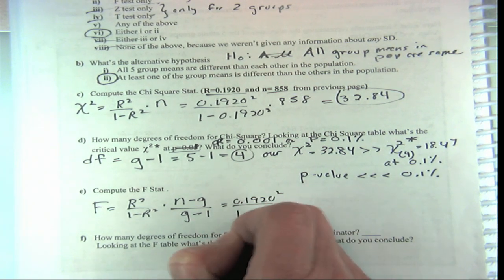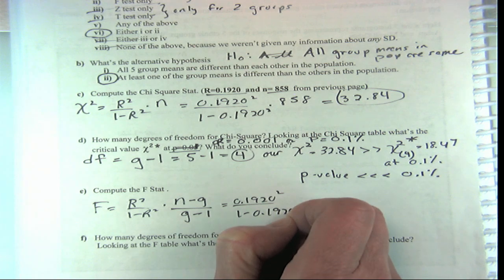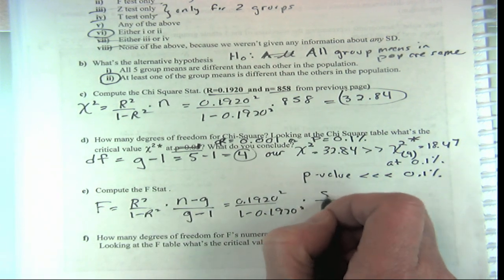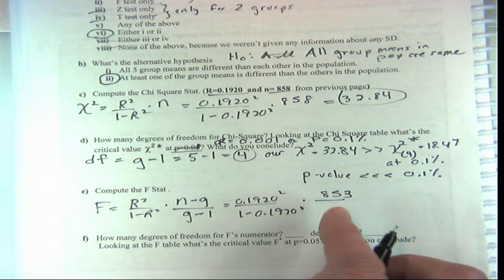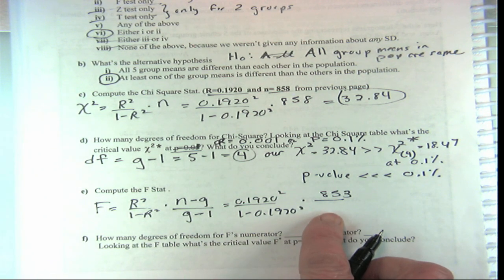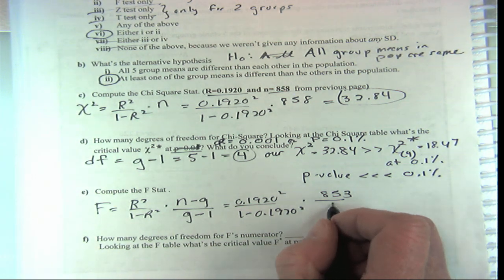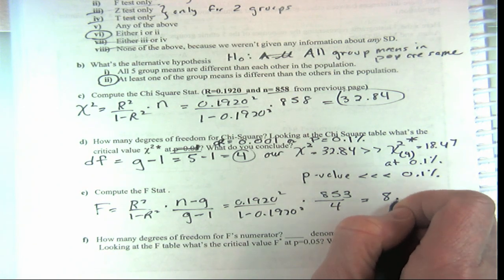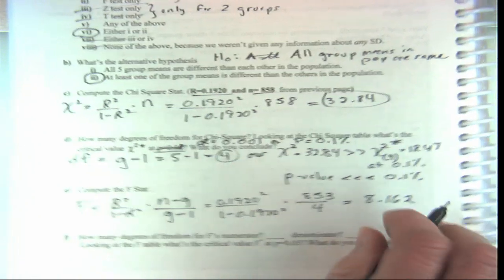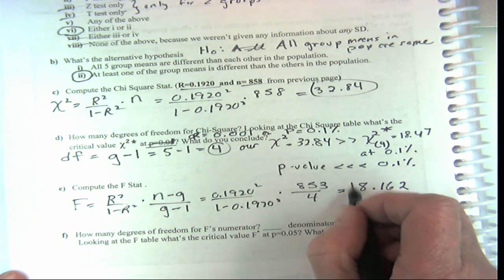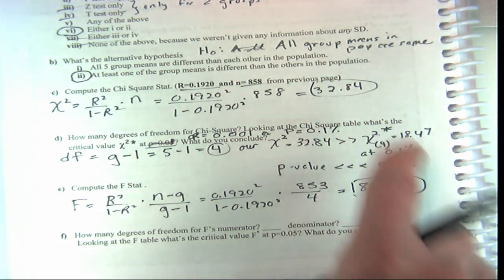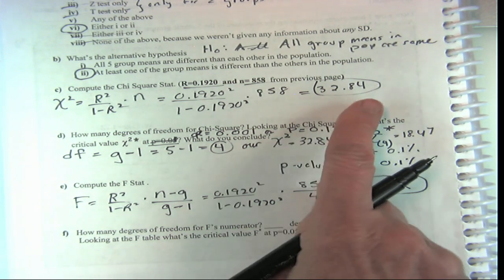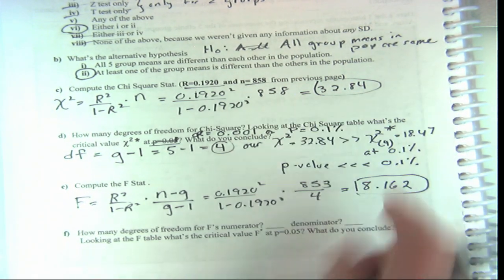0.1920 squared over 1 minus 0.1920 squared times 858 minus 5, which is 853, over 5 minus 1, which is 4. And so then I get a statistic that's going to look very different, but the p-value is going to be very much the same. It looks like 4 times less, but that's because this one's centered at 1 and this one's centered at its degrees of freedom, which is 5.